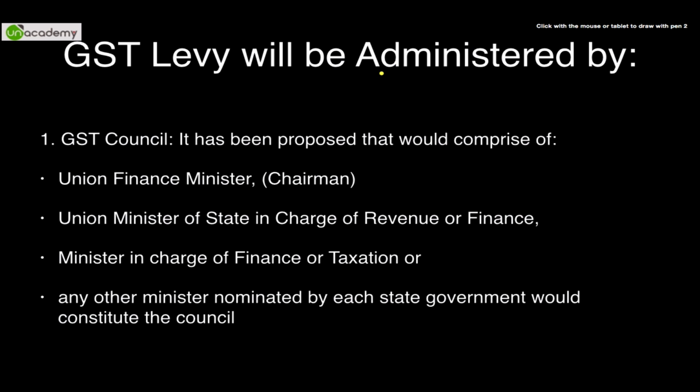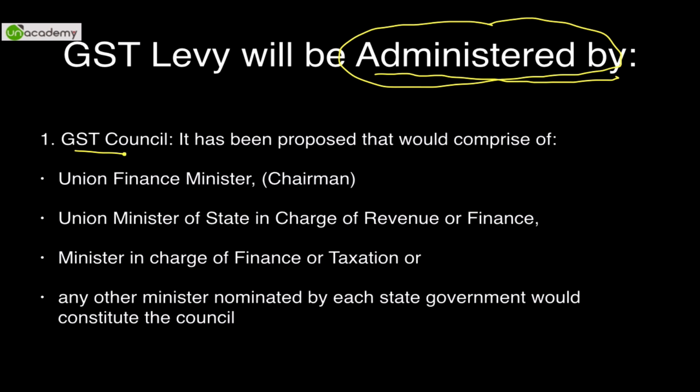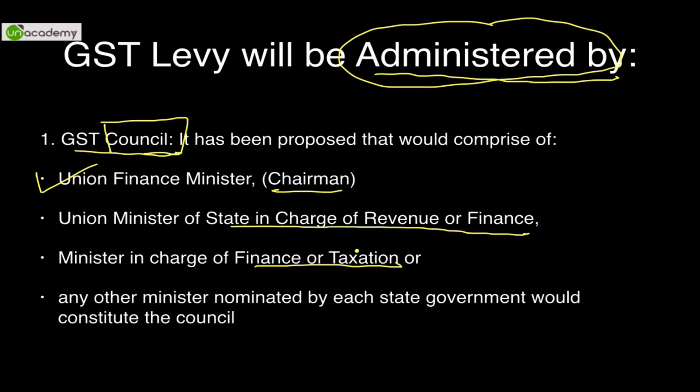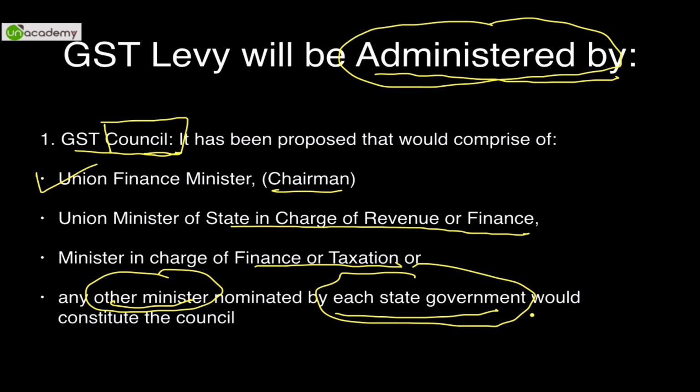Now GST will be administered by, this is a very welcome move and a very intelligent move by the Indian government, a GST Council. A council that will comprise the Union Finance Minister as its chairman, the Union Minister of State in charge of Revenue or Finance, and the Minister in charge of Finance or Taxation, or any other minister, mind you, any other minister nominated by each state government. So you can see, each state government would constitute the council. By including any minister nominated by the state government, that would most probably be the finance minister of the state, would also be a part of the GST Council.